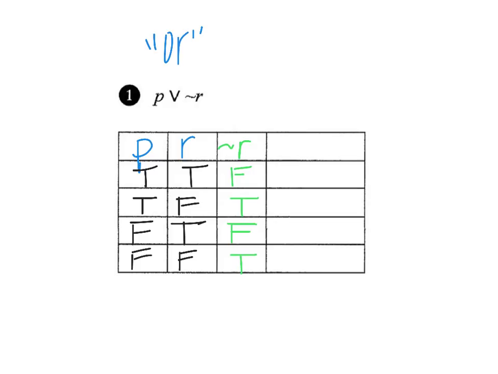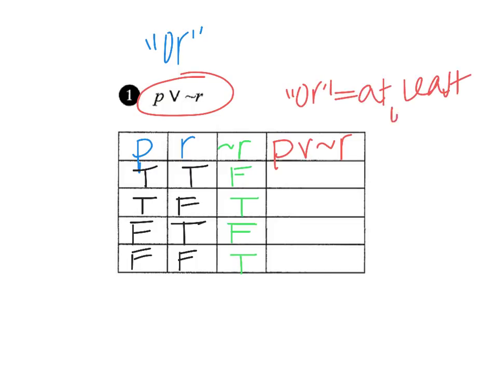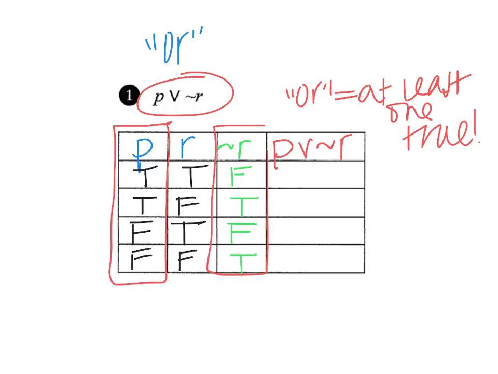Okay? Now, our final column is going to be our compound statement. So we're saying P or not R. All right? So remember, with our OR problems, at least one has to be true. Okay? So, if our compound statement is talking about P or not R, the 2 columns we're going to look at are our P column and our not R column. So we kind of forget about our R column. All right, all our R column did was help us get not R, okay? Then we want to look at those 2 columns and determine the truth value.